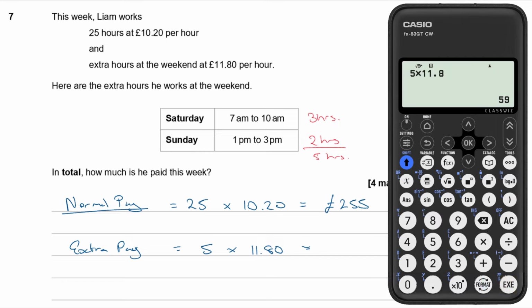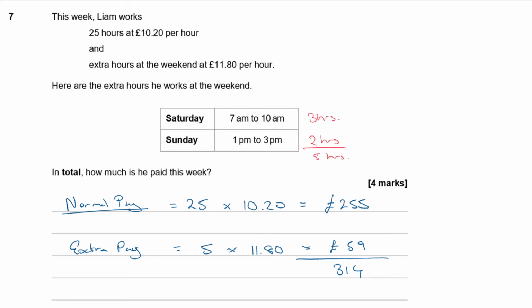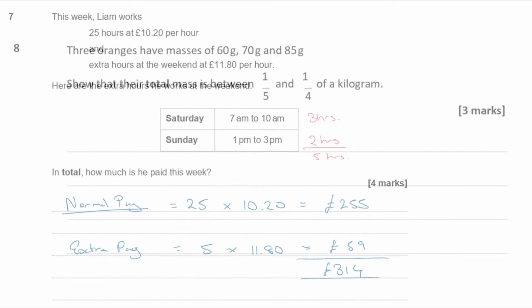That's £59. £59 then. So then the total pay is going to be those two added together. So the 59 plus 255, that comes to £314. Okay, so then how much is his pay for the week? It's £314. Okay. Question 8.